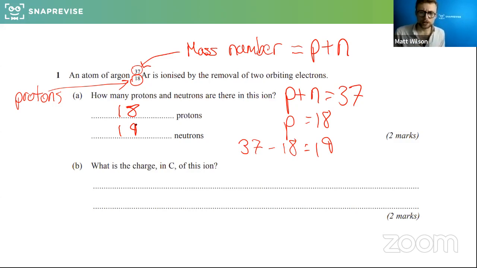So what's the charge of this ion? Of course, this is not an atom. This one is now an ion. So what's the charge? We've removed 2 electrons.